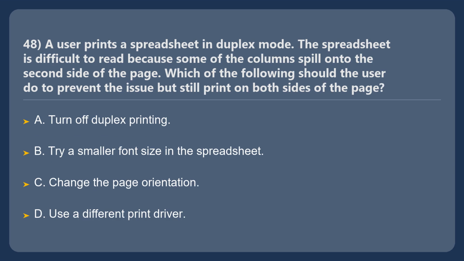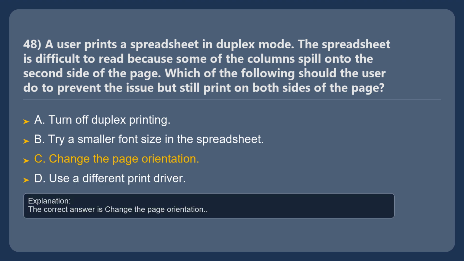Question 48. A user prints a spreadsheet in duplex mode. The spreadsheet is difficult to read because some of the columns spill onto the second side of the page. Which of the following should the user do to prevent the issue but still print on both sides of the page? Option A, turn off duplex printing. Option B, try a smaller font size in the spreadsheet. Option C, change the page orientation. Option D, use a different print driver. The correct answer is option C, change the page orientation.